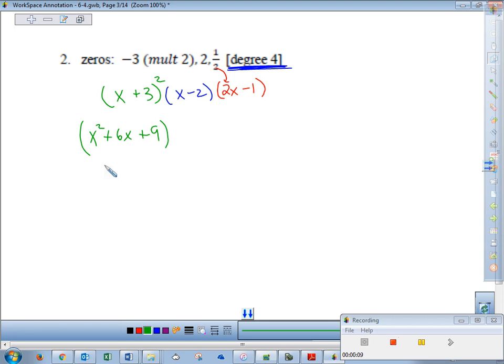Square the first guy, twice the product, square the last guy. Cool? Then I'm going to take blue guy times red guy right over here and get that done right away, because I could FOIL those. 2x squared minus x minus 4x plus 2, right?